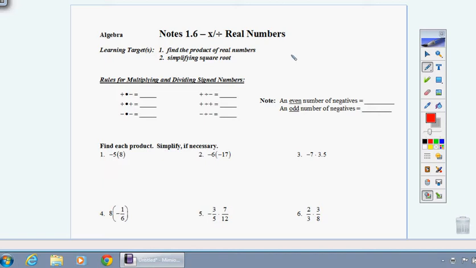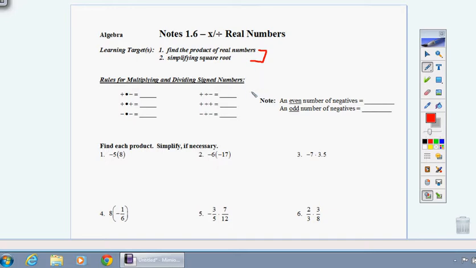Alright, ladies and gentlemen, today we're going to talk about section 1.6, which is multiplying and dividing real numbers. So we're going to take a lot of the things that we talked about with fractions last time with section 1.5, adding and subtracting real numbers, except this time we're going to apply it to multiplying and dividing real numbers. So first we're going to find the product of real numbers, and we're also going to talk about simplifying square roots, as well as dividing real numbers.